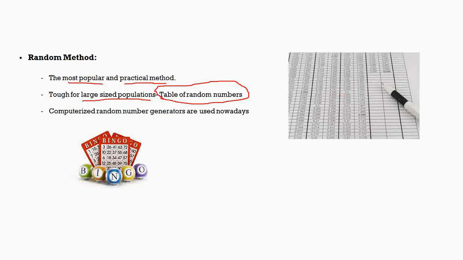Then randomly we will be calling out the table numbers, like in bingo. In bingo, what we do, we randomly call out numbers, right? So like that, when we call out numbers, we'll be marking them, and those which have been marked will be taken as the sample.